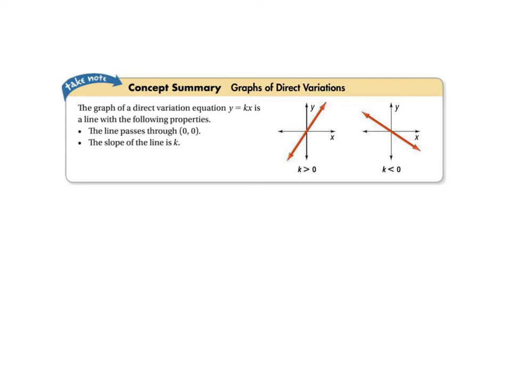A quick note about what your graph should look like. Not all direct variation graphs are going to look the same. Here is the one thing that is true, and I gotta get my little highlighter out here, nice pink highlighter. The line is always gonna pass through 0, 0 if it is a direct variation in the form y equals kx. The slope of the line is k, so you can see if k is positive, your slope is positive, it's going to go up. The line will go up as you go from left to right. If the slope is negative, the line is going to go down as you go from left to right.